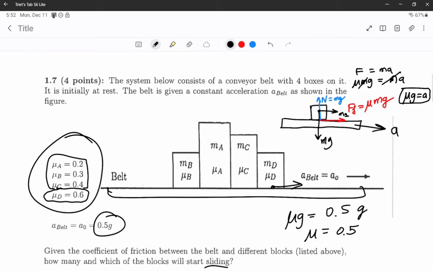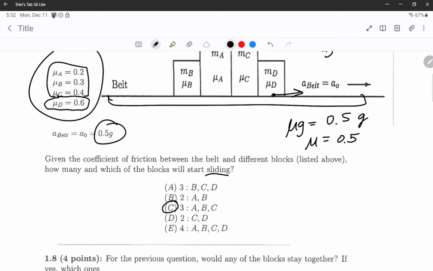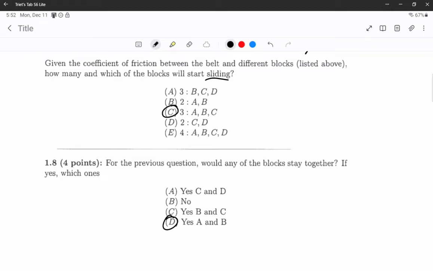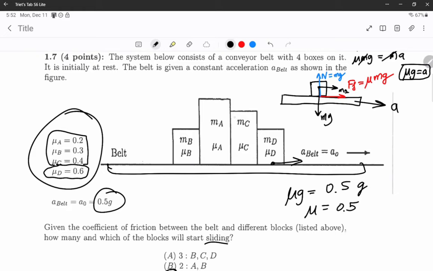So they're going to slide. Sliding, that's going to be C, A, B, and C. That's the main reason. And 1.8, from the previous question, which of the blocks stay together? Okay, so if we analyze the specific value of the mu, let's see, we write in red, A is 0.2, B is 0.3, C is 0.4, right?